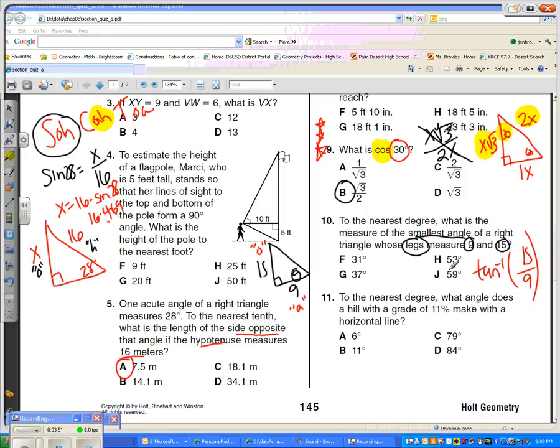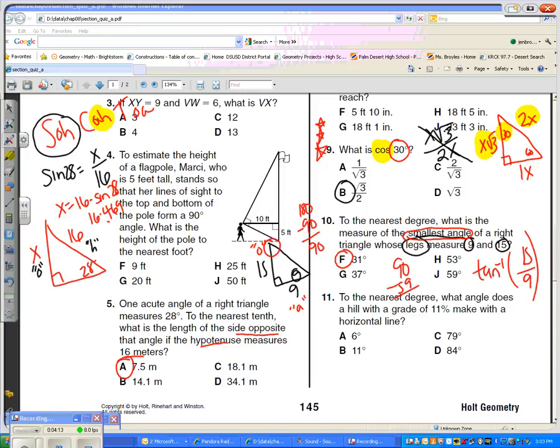And guess what? Most people are going to pick 59 degrees. However, the question is, what's the smallest angle? So what you're going to do is you're going to take 90 minus 59, and that's going to get you that the answer is 31. And why am I choosing 90? Well, there's 180 degrees in every triangle, and one's already 90 degrees. So if you take 180 and subtract that 90-degree angle, you're going to get 90 degrees.